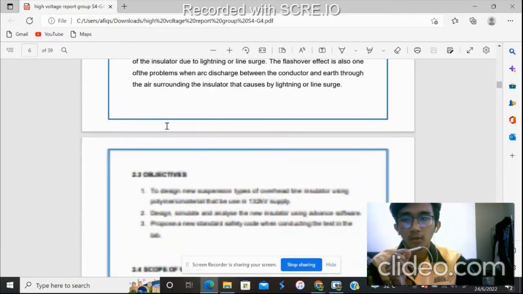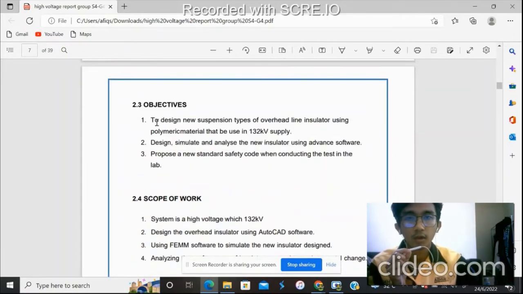Okay, so next is our objective. Our first objective is to design a new suspension type of overhead line insulator using polymeric material that can be used in a 132 kV supply. Next is to design, simulate, and analyze the new insulator using advanced software. And our last objective is to propose a new standard safety code when conducting tests in the lab.